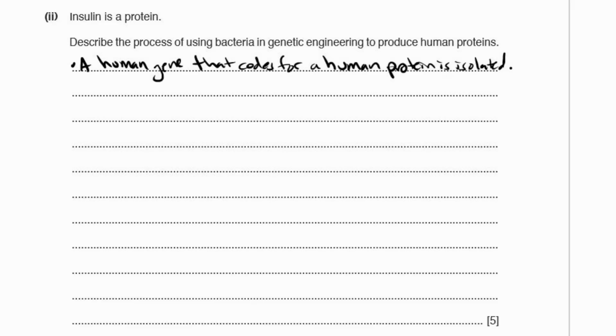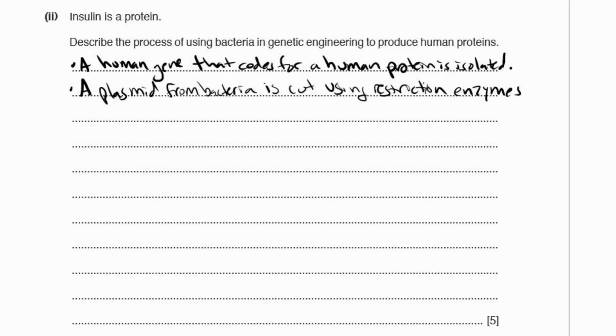And then they get bacteria. And in the bacteria, there are these circles of DNA called plasmids. And those plasmids are cut using restriction enzymes. A plasmid from bacteria is cut using restriction enzymes. And using the restriction enzymes means that complementary sticky ends are formed. So complementary sticky ends are formed.